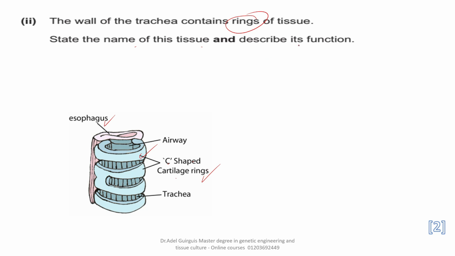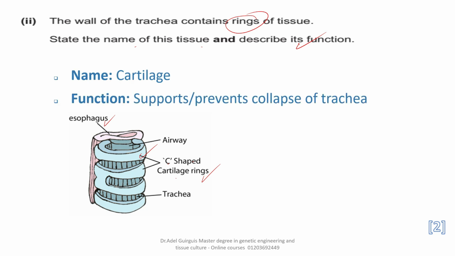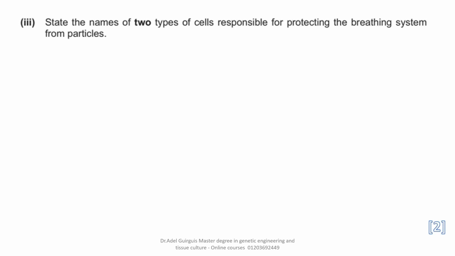What is its function? Its function is to support and prevent collapse of the trachea. The tissue is called cartilage. Okay, now for letter I.